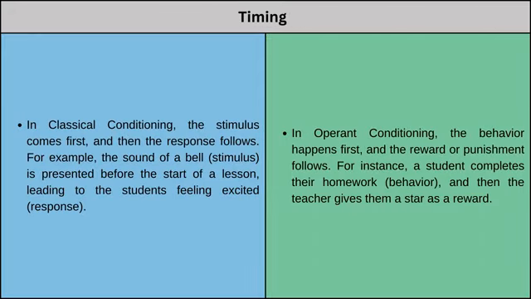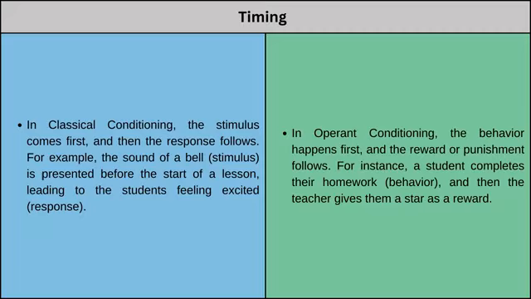Next, timing plays a crucial role in differentiating between the two types of conditioning. In the classical conditioning form of learning, the stimulus comes first, followed by the response. For example, think about the classic school scenario where a bell rings, which is the stimulus, signaling that a lesson is about to start. Over time, students may start to feel excited, which is the response, when they hear the bell because they have learned to associate the bell with the lesson. Here, the bell rings first and the feeling of excitement follows.